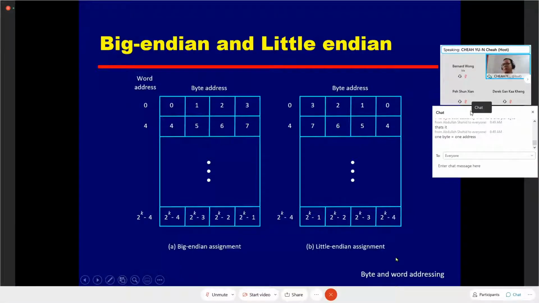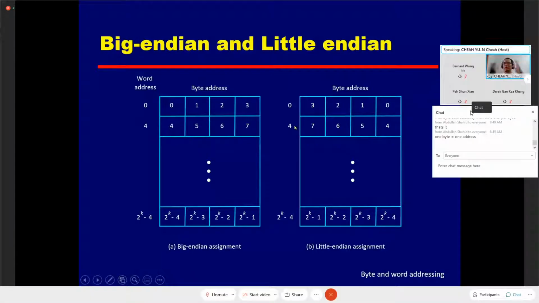Little endian is the opposite. The addressing starts from the right now: 0, 1, 2, 3, 4, 5, 6. But the address of the word remains the same. So this is address 0, this one also address 0, this one address 4, this is address 4.